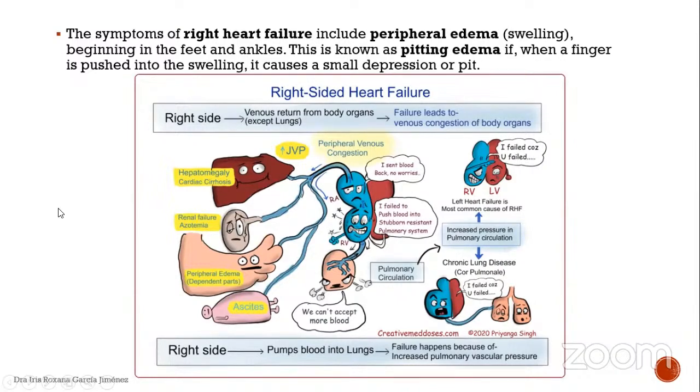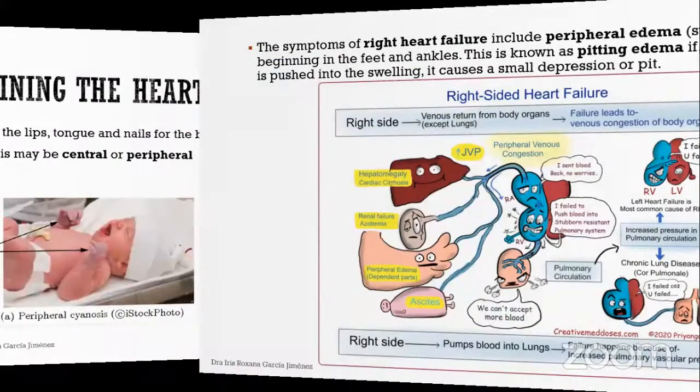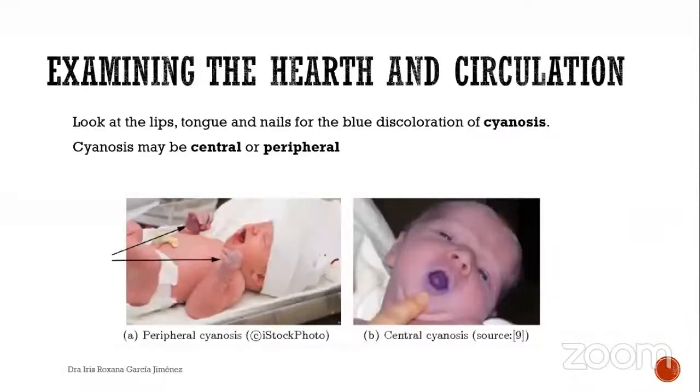The picture is for information, for making a reminder, and maybe catching some words in order to organize ideas, and catching more vocabulary, of course. About examining the heart and circulation, we have some symptoms and signs to check. For example, look at the lips, tongue, and nails for the blue discoloration of cyanosis. We all know about it. Cyanosis is a very, very important symptom finding. Cyanosis may be central or peripheral.